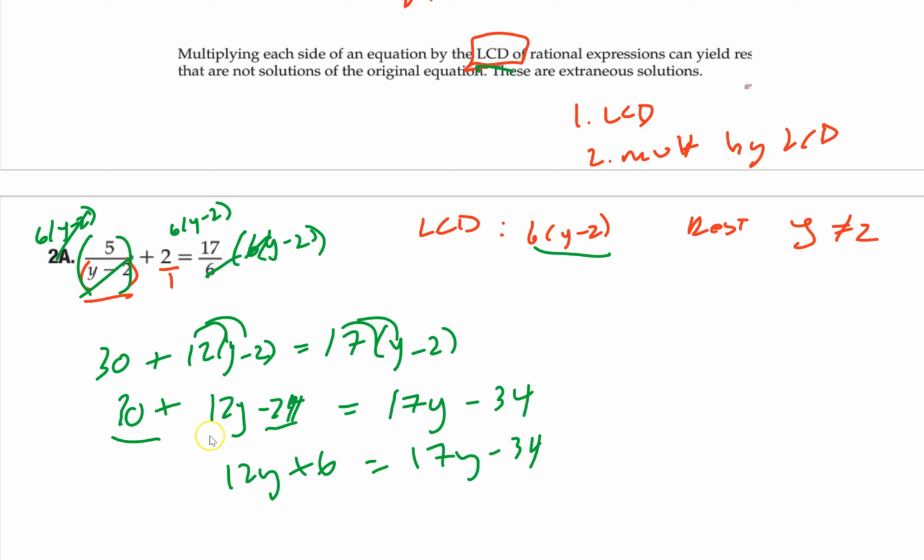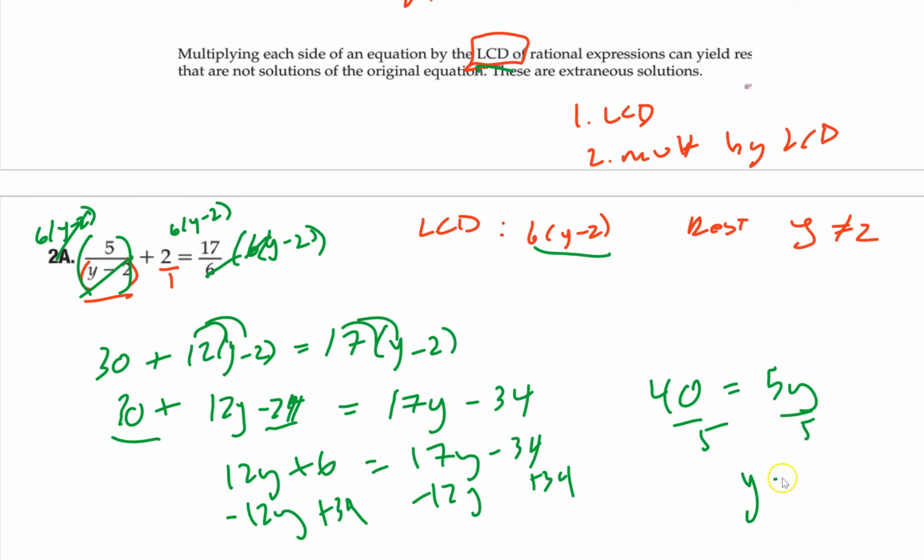Again, because they're on the same side, you just simplify. Now I'm trying to get the y's by itself, so let's subtract 12y and add 34. And you're going to get 40 equals 5y. Divide by 5. y equals 8.